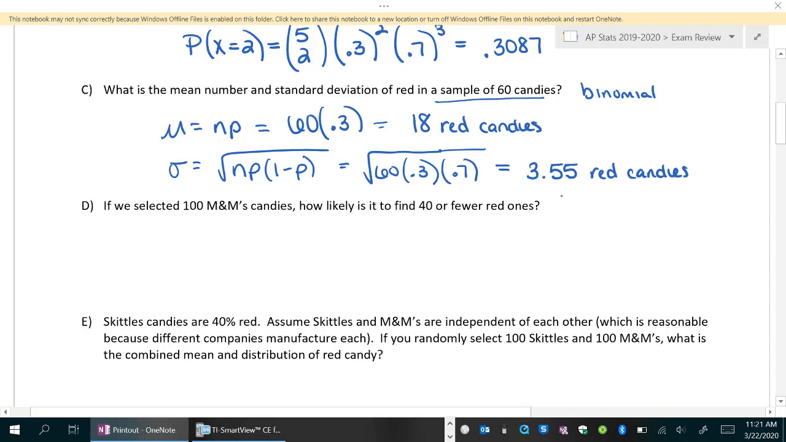Make sure you are always including the formulas and letters, and then substituting your values in, and then your final answer. So part D says, if we selected 100 M&M candies, how likely is it to find 40 or fewer red ones? So I have a sample size of 100, so that means that it is binomial, and I want 40 or fewer in this sample. I'm going to pause the video, write out my work, and then talk through it.